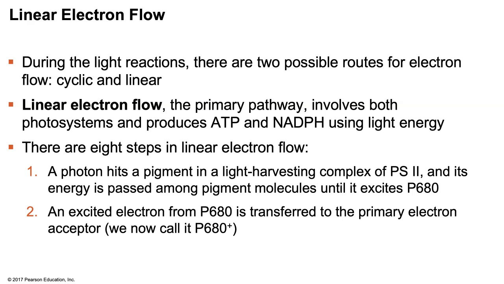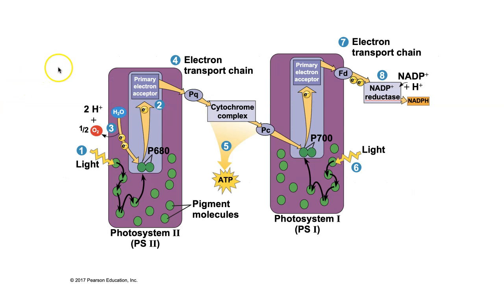There are 8 steps in linear electron flow. We're going to walk through each one of these. Step 1, a photon hits a pigment in a light harvesting complex of PS2, and its energy is passed along among pigment molecules until it excites P680. So a photon strikes a pigment molecule, and it is passed around within the light harvesting complex until it is passed along to this chlorophyll A, and this one has a specific name.